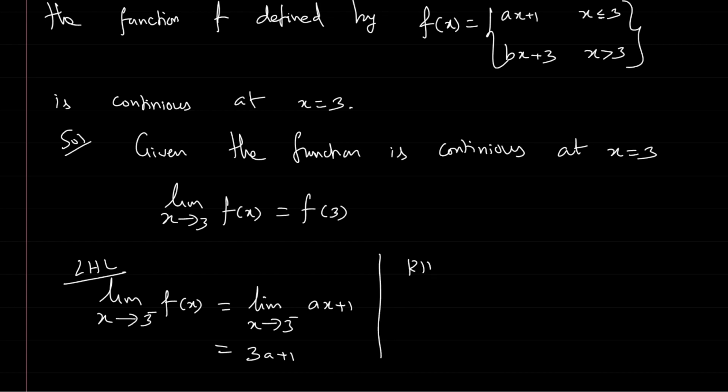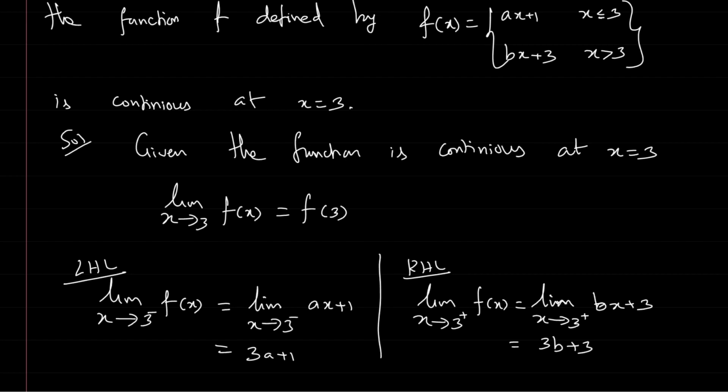Now what about the right hand side limit? Limit x tends to 3 plus f of x means a value slightly greater than 3. Greater than 3 means the function will take the value bx plus 3. When you replace x by 3, you will get 3b plus 3.